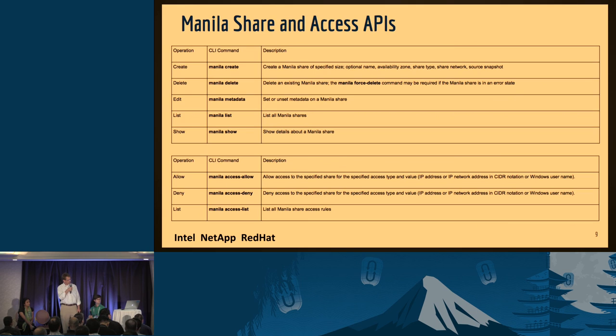I just want to highlight a couple of the APIs here, the ones most relevant to a provisioning scenario within Manila and Sahara. The first one would be the Manila create operation. For example, with the NetApp driver, when you do a Manila create, calls are made to create a FlexVol on our NetApp controller. And then when you do an access allow, we modify what is essentially like an exportfs command, for those of you that know Unix, to get access to certain IP addresses. So those are the two key APIs. Obviously, you can delete a share, edit a share, list and show a share, and then deny access as well.